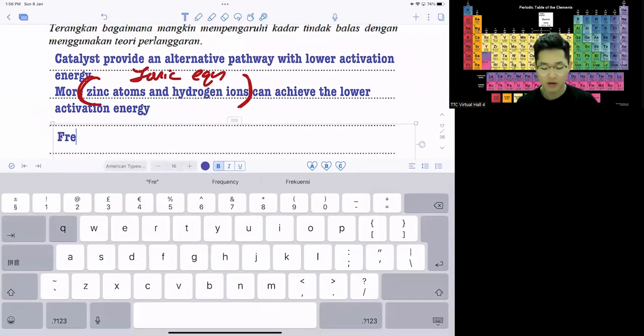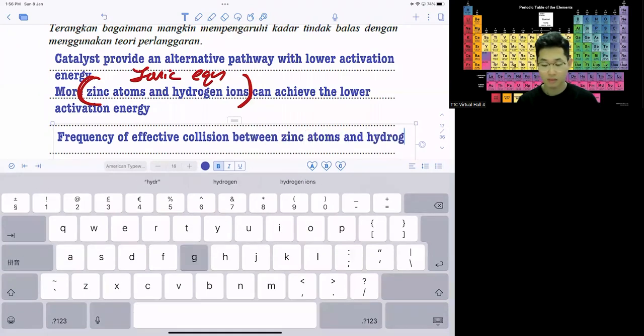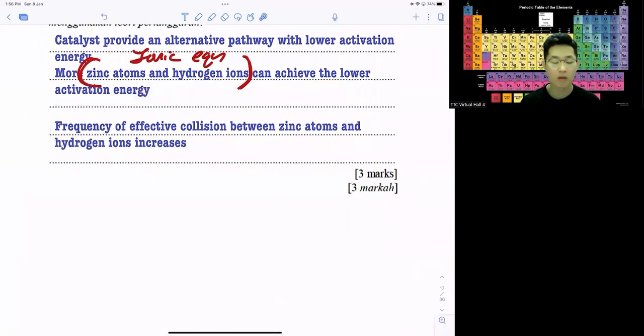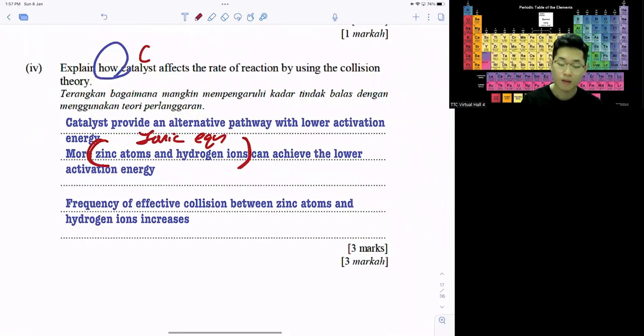Then lastly, frequency of effective collision between zinc atoms and hydrogen ions increases or becomes higher. Okay, next.